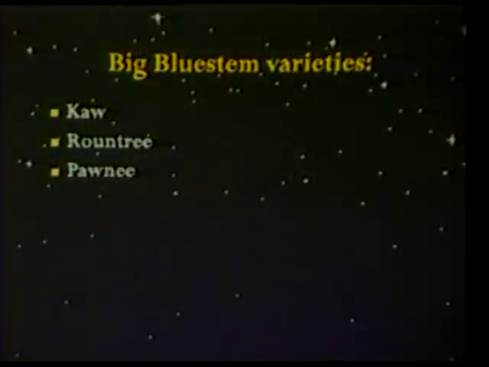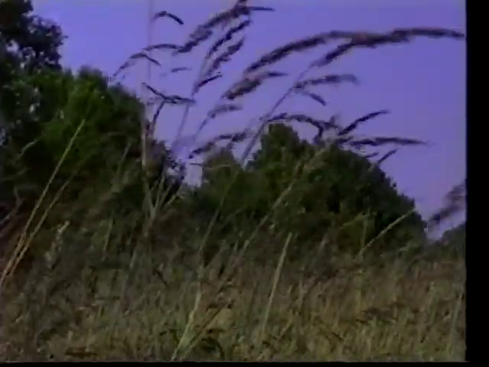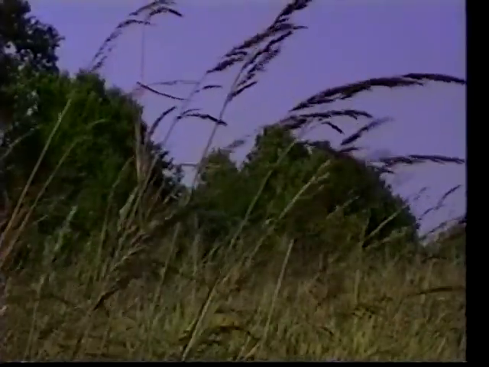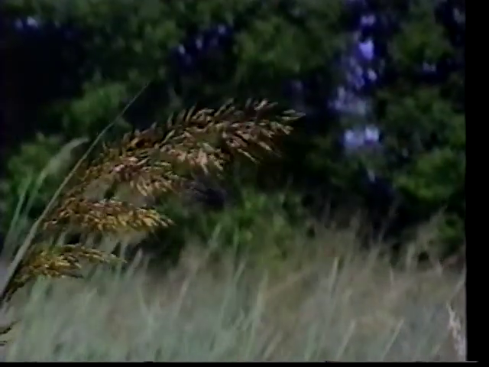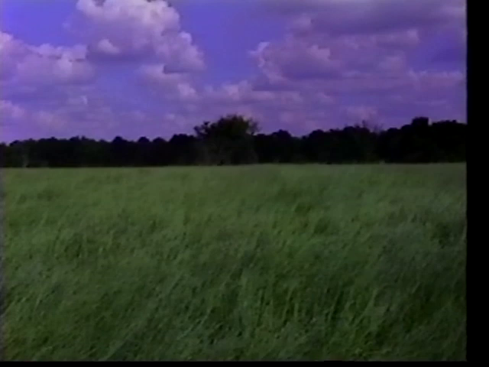Big bluestem varieties of major significance are Kaw, Round Tree, and Pawnee. Indian grass is often chosen for landscaping and beautification because of its golden color in fall and large plume-like seed heads. Indian grass produces an extensive root system that grows from 8 to 10 feet deep. Indian grass does well on all soils except those saturated for an extended period.